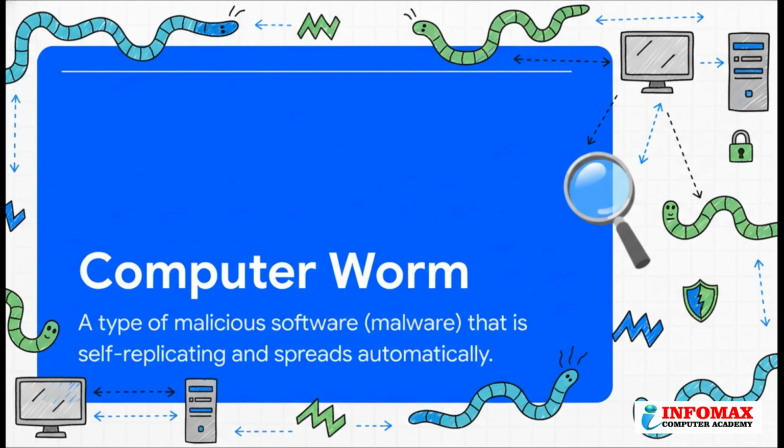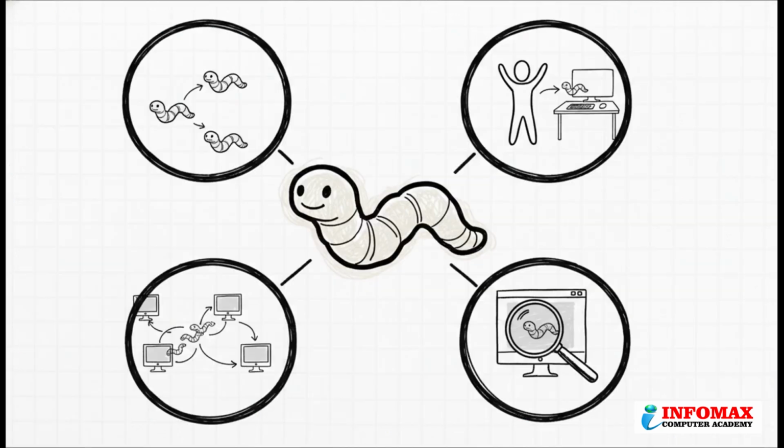The best way to think about it is like a biological worm. It can just endlessly clone itself, and then it travels completely on its own to find new computers to infect. And these characteristics right here are what make worms so uniquely dangerous. First off, they're self-propagating, which means they literally drive their own spread across entire networks.